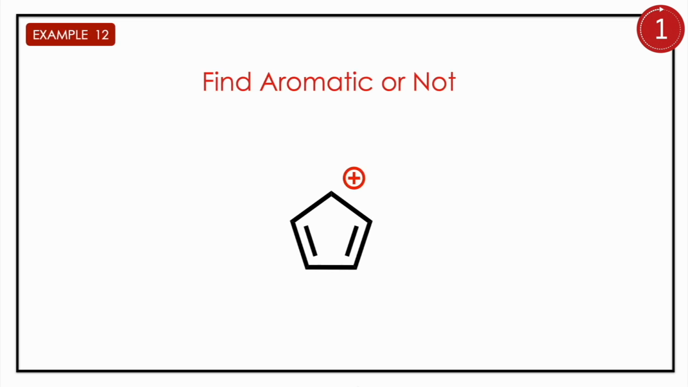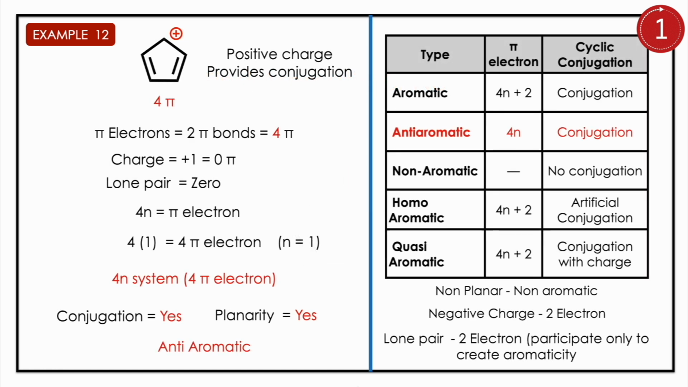Then the next example. Here you have cyclopentadienyl cation. You should find whether the compound is aromatic or not. Here you have charges, so be careful while calculating electrons. Let us start by counting the pi electrons. Here you have 2 pi bonds, so 4 pi electrons. Charge is +1, but a cation doesn't contribute pi electrons. Lone pair is 0, so totally 4 pi electrons.